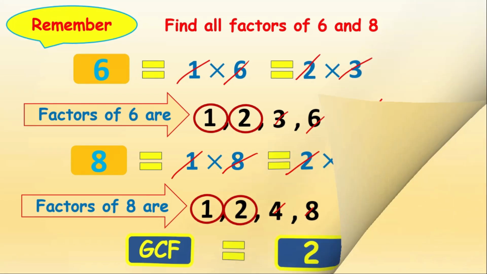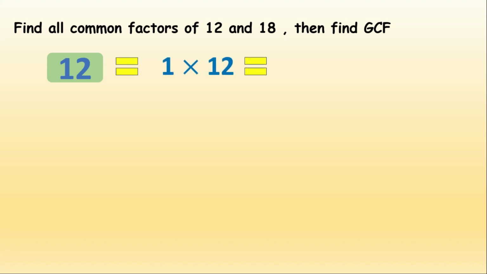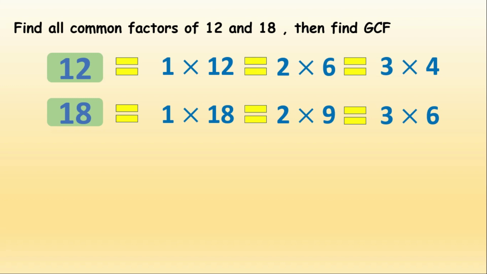Okay, so now let's solve an exercise. Find all common factors of 12 and 18, then find the greatest common factor. The first number, 12. Find the factors of 12. 12 equals 1 times 12, 2 times 6 and 3 times 4. Okay, so factors of 18. 18 equals 1 times 18, 2 times 9 and 3 times 6.